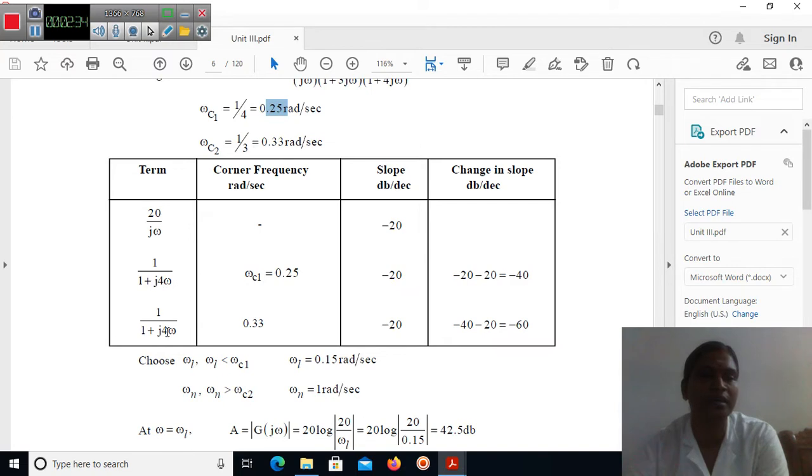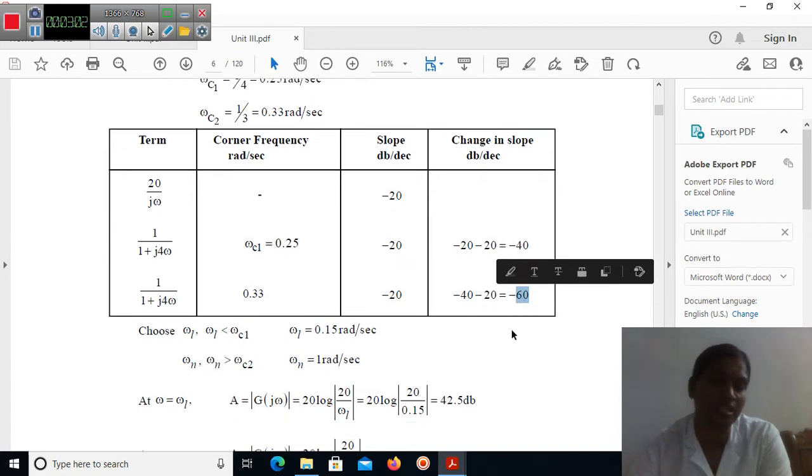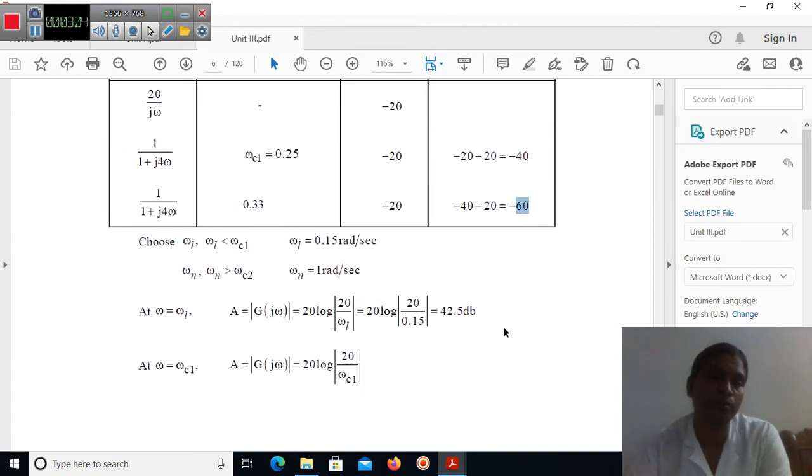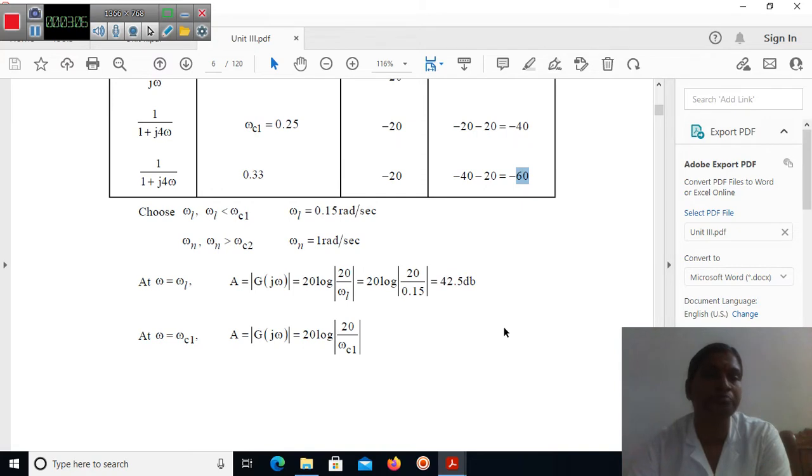Similarly, for the 3 term, 1 divided by 1 plus j3 omega, the corner frequency is 0.33. Here also we have a slope of minus 20 for 1 divided by 1 plus s into T format. The previous slope is minus 20, and here this slope is minus 20. So totally we have minus 40 plus minus 20, which is equal to minus 60. It is the change in slope of 1 divided by 1 plus j3 omega.